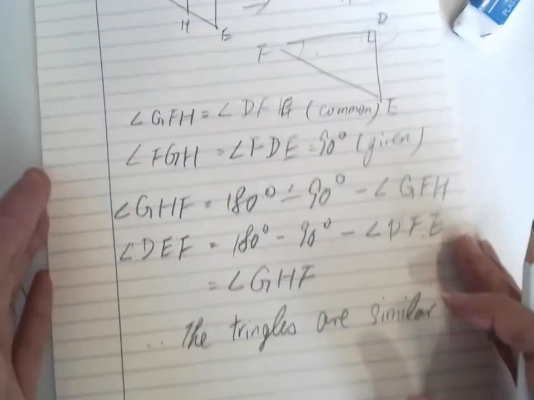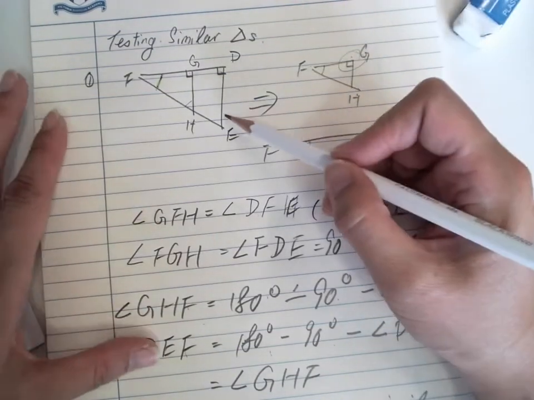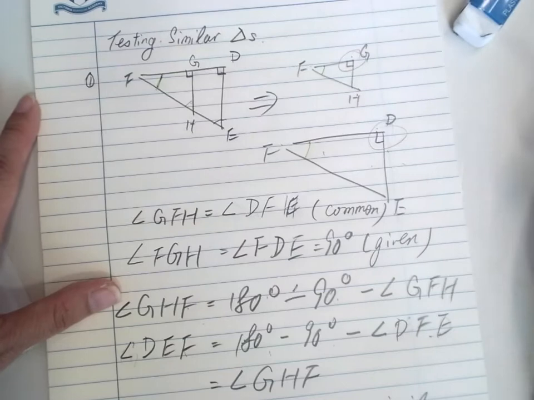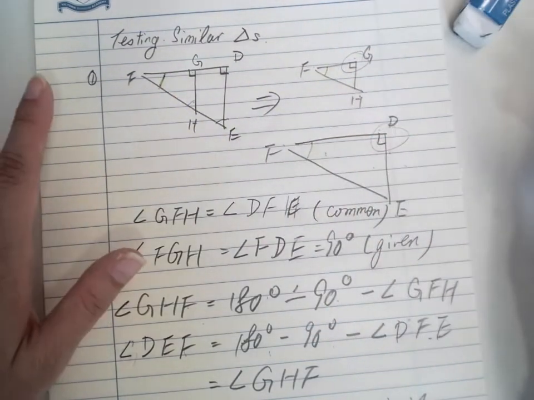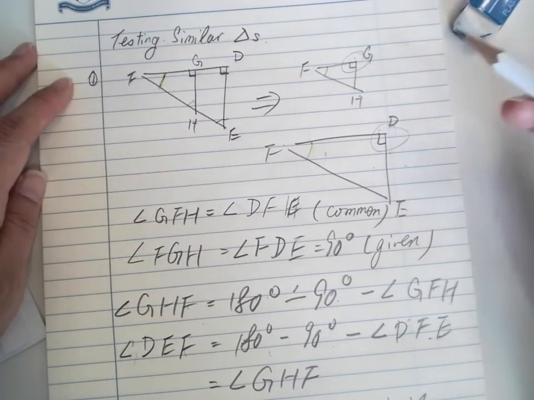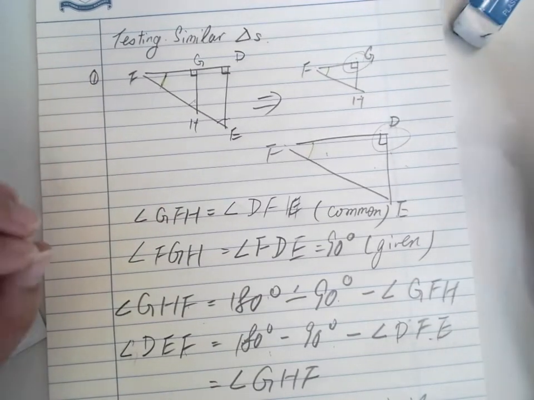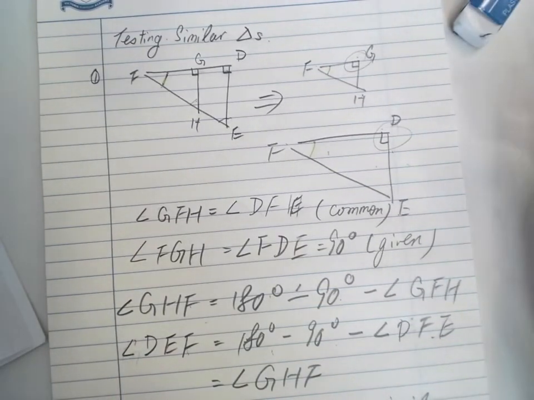Just be aware, sometimes they give you 3 pairs of angles and you just have to match them up. Sometimes you need an extra step, such as in this one, where you need to find a third angle to prove that they are the same. So basically, if in a triangle you have 2 pairs of corresponding angles the same, the third pair should be the same, based on previous geometry we have learned. All right, the other one is finding the length.